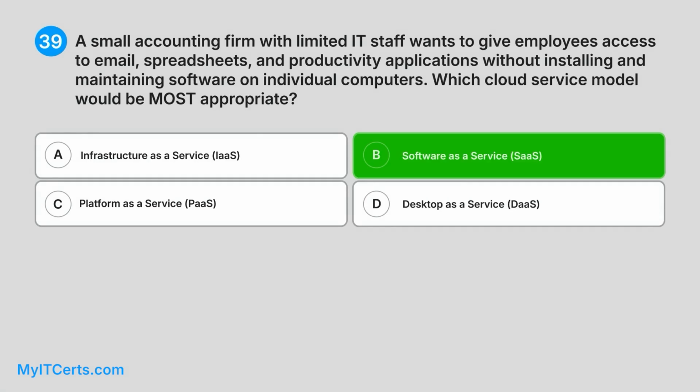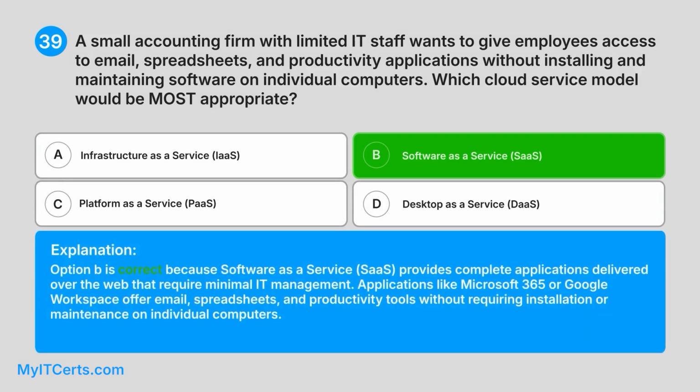Correct answer, B, software as a service, SaaS. Explanation. Option B is correct because software as a service, SaaS, provides complete applications delivered over the web that require minimal IT management. Applications like Microsoft 365 or Google Workspace offer email, spreadsheets, and productivity tools without requiring installation or maintenance on individual computers.